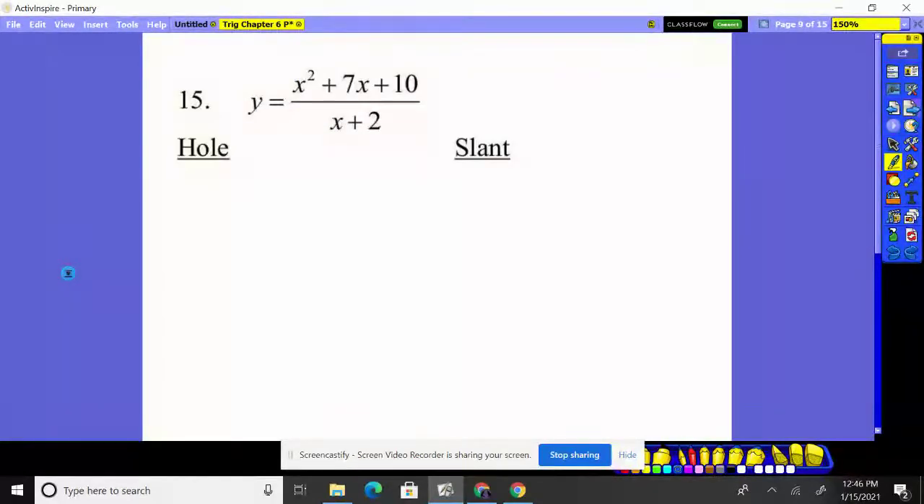Number 15, this asks about a hole and a slant. A hole occurs when that bottom, the x plus 2, cancels out with something up top. A slant occurs when the top is 1 degree more than the bottom and there is not a hole in our situation because nothing cancels out. Now, the first thing I need to do is think, hey, does x squared plus 7x plus 10 factor? It does. It factors to x plus 2, x plus 5 over x plus 2. These are going to cross out.